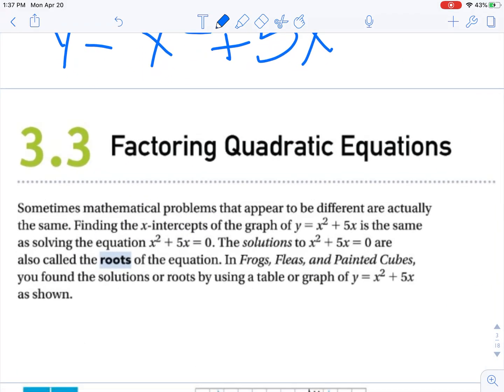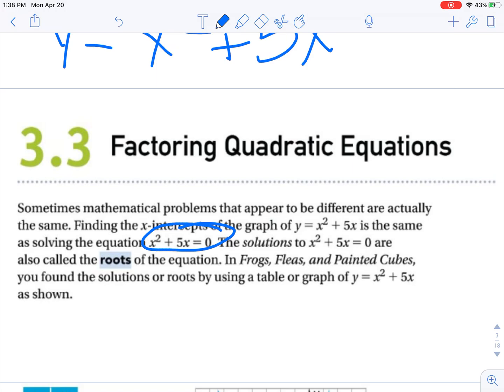Sometimes mathematical problems that appear to be different are actually the same. Finding the x-intercepts of the graph of y equals x squared plus 5x is the same as solving the equation x squared plus 5x equals 0. So here we have that equation, x squared plus 5x, set equal to 0. That's where the x-intercepts of the graph are located. So the solutions to x squared plus 5x equals 0 are also called the roots. These are the intercepts, okay?